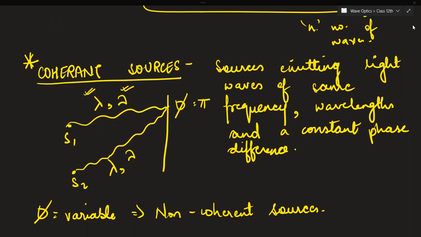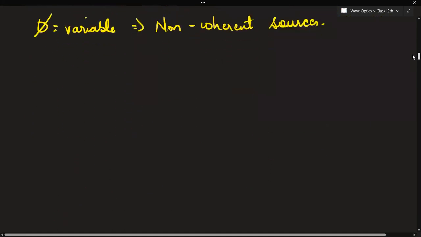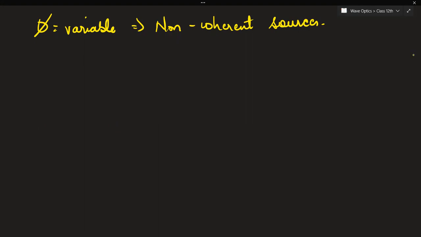Now see, class, coherent sources we have discussed. Coherent sources are sources which emit waves that have the same wavelength, the same frequency, and a constant phase difference. It means if the phase difference between both waves is 180 degrees, it will keep remaining 180 degrees only. In such a way, they will propagate. Now the main part, interference.